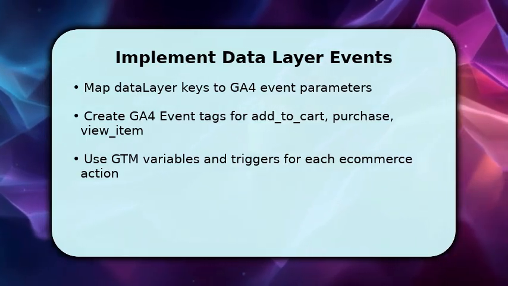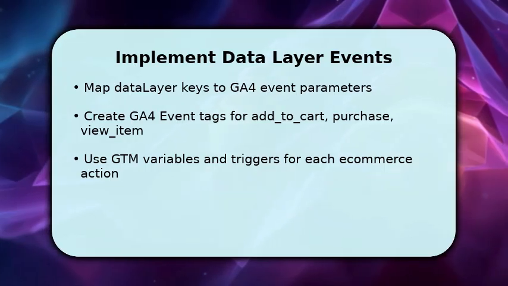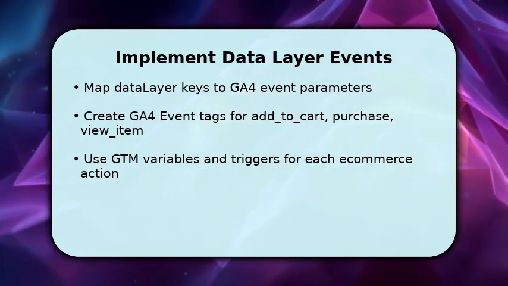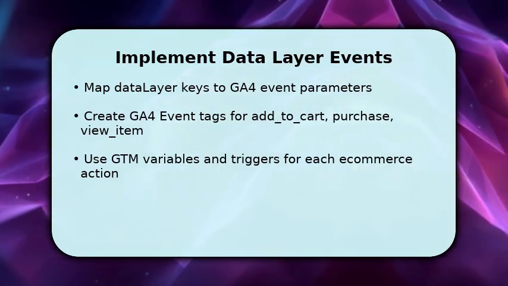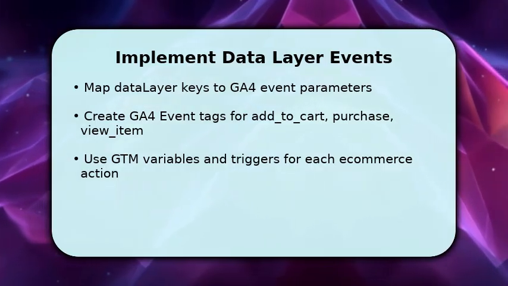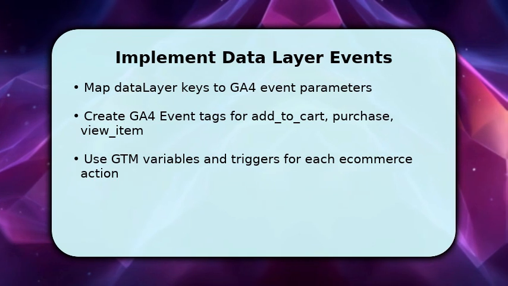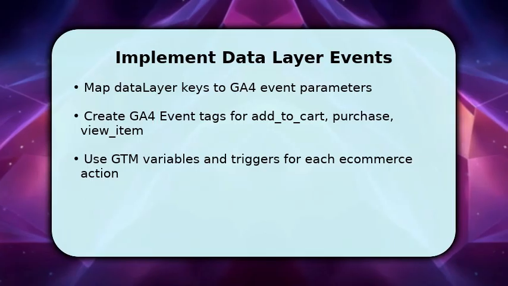Build event tags for view item, add to cart, begin checkout, and purchase, then attach triggers that fire on the corresponding data layer pushes. Test each interaction in GTM debug and GA4 real-time to confirm parameters arrive. If something is missing, adjust variable names or trigger conditions, and re-preview before publishing to avoid partial data.